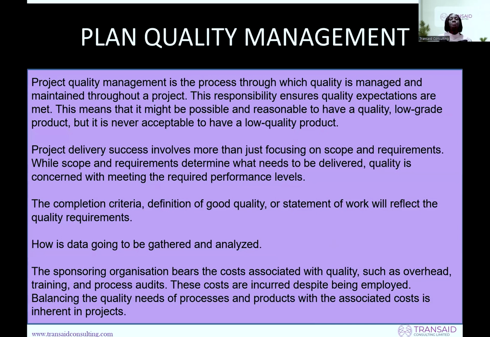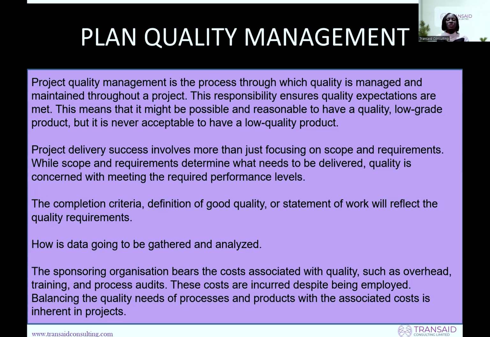So we go to plan quality. Remember the critical factors: scope, schedule, cost, and quality. Remember the second triangle in session 1. Project quality management is the process through which quality is managed and maintained throughout the project. This responsibility ensures quality expectations are met. This means that it might be possible and reasonable to have a low-grade product, but it's never acceptable to have a low-quality product.